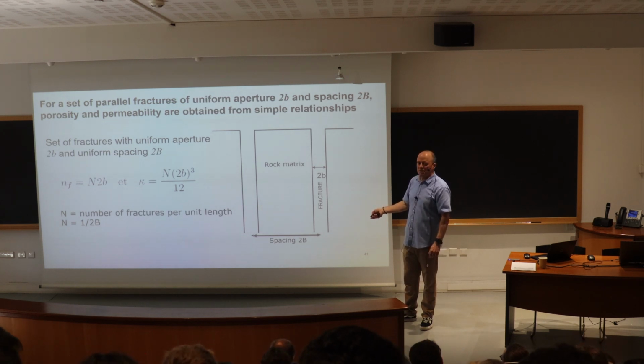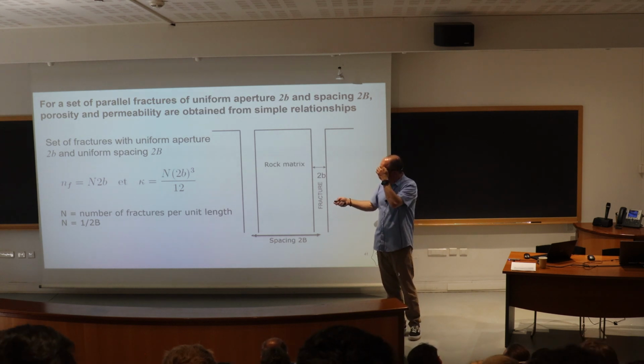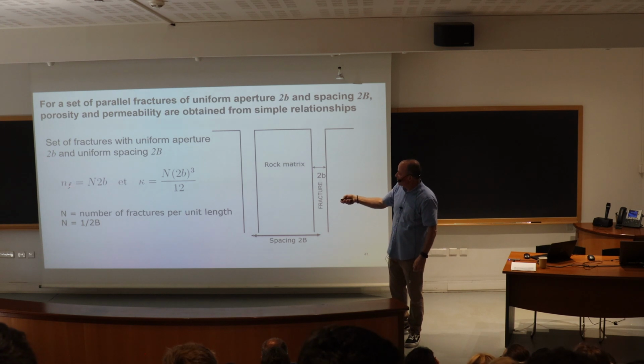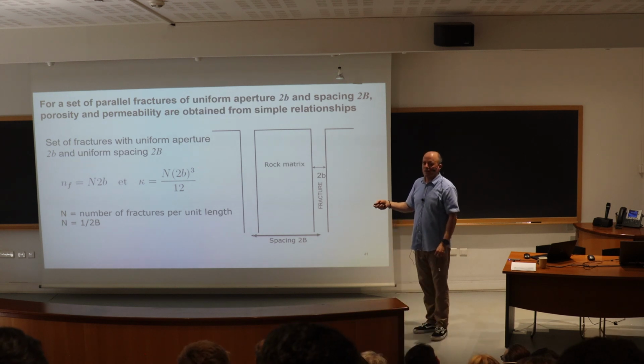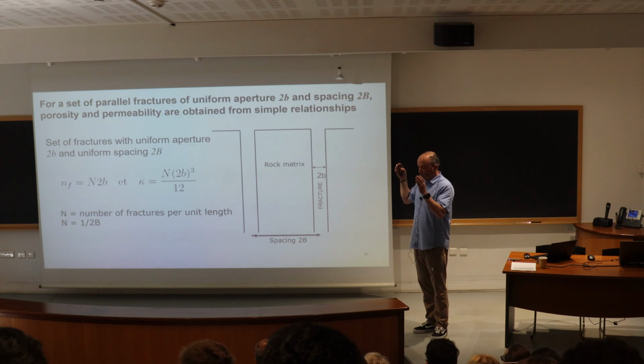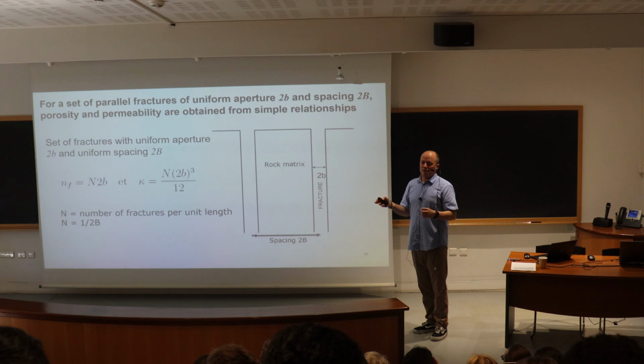It's 2B capital. And again, just from fluid mechanics, the porosity of this family of fractures is n, the number of fractures per unit length, times the fracture aperture 2b, and the permeability of the ensemble of fractures is n times (2b)^3 divided by 12. And again, these are used if you're interested in flow in individual fractures, but also for upscaling.